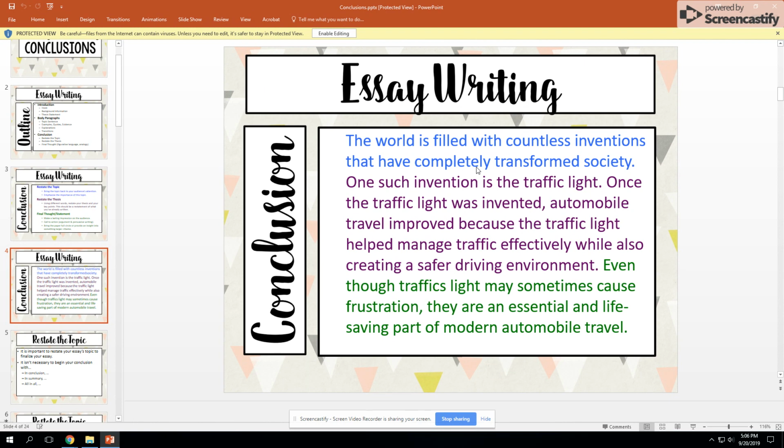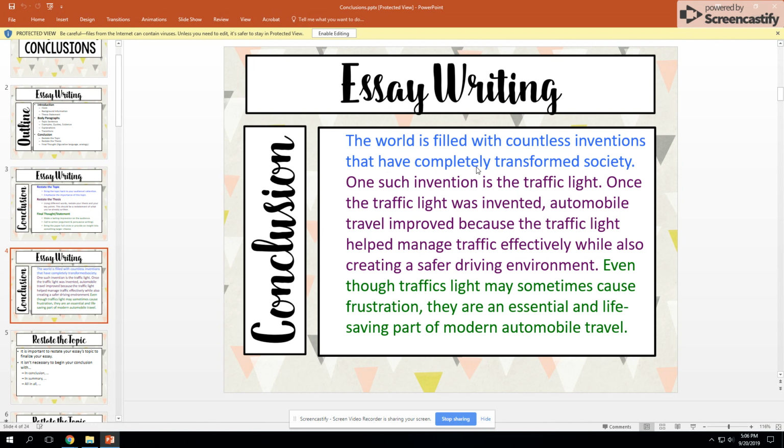Once the traffic light was invented, automobile travel improved because the traffic light helped manage traffic effectively while also creating a safer driving environment. So that might have been something we talked about in the body paragraph. And then the very last thing is our lasting impression, the so what. This person wrote, even though traffic lights may sometimes cause frustration, they are an essential and life saving part of modern automobile travel. So basically, the writer is telling the reader, hey, suck it up.